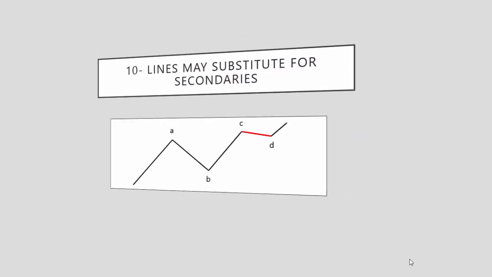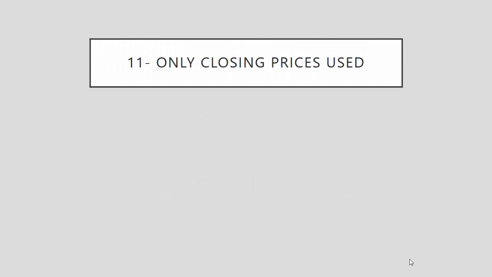The next principle is very easy and simple. In the Dow theory, only closing prices are used. So we can see a line chart of close prices to work with the Dow theory.